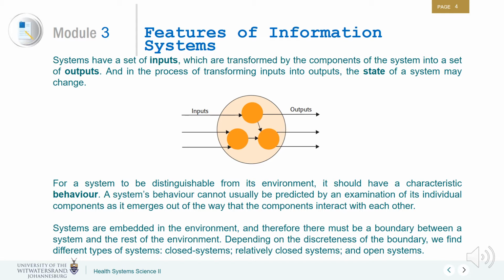Let's think about this in terms of work we've done in Module 2 around structure, process, and outcome. So the inputs can be seen as structural measures that have to be put in place. We need to have medicines, people in place. We need to have a certain number of beds.